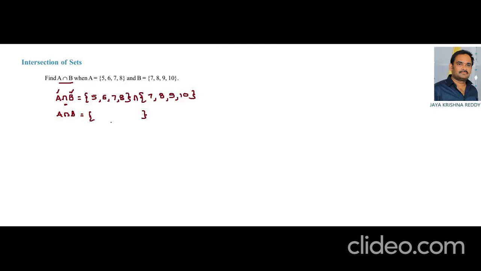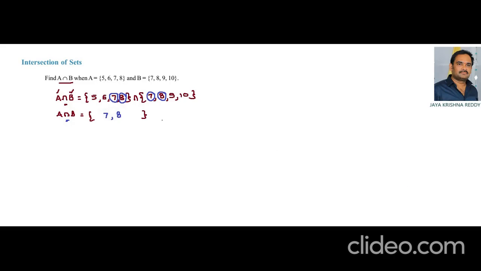So A intersection B equals, here we have to write the common elements of these two sets, because here we are going to find the intersection. Common elements of these two sets are 7, and one more element is also there, that is 8. These two elements belong to both the sets A and B. So A intersection B equals 7 and 8.